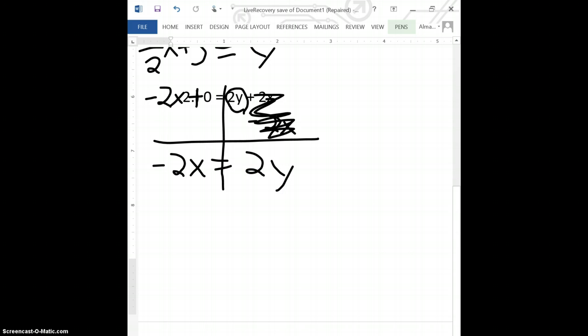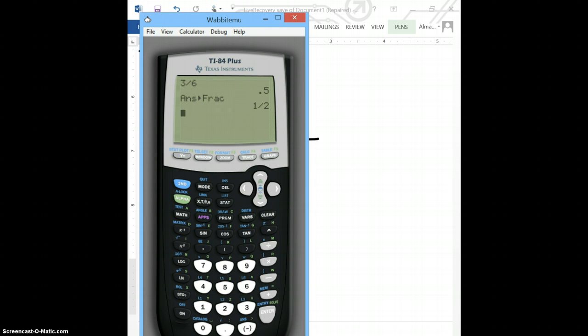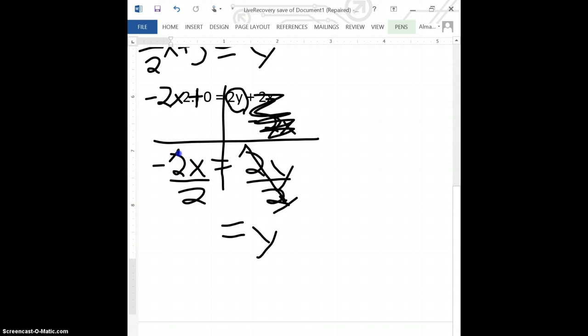Now to get that y by itself, I do the opposite of multiplying by 2, which is to divide by 2. 2 divided by 2 is 1. So I'm left with 1y, or just y. Negative 2 divided by 2. Again, you can do this in your head, but if you have any doubts, put it in your calculator. Negative 2 divided by 2 is negative 1. So that's negative 1x, or just negative x. And again, I'm going to rewrite this by putting the y on the left. So that is the same thing as saying y equals negative x. And that's my answer.